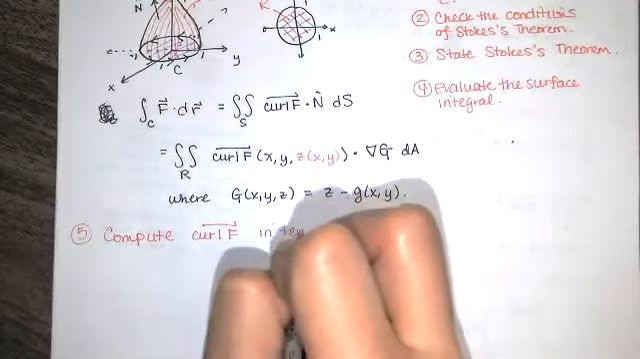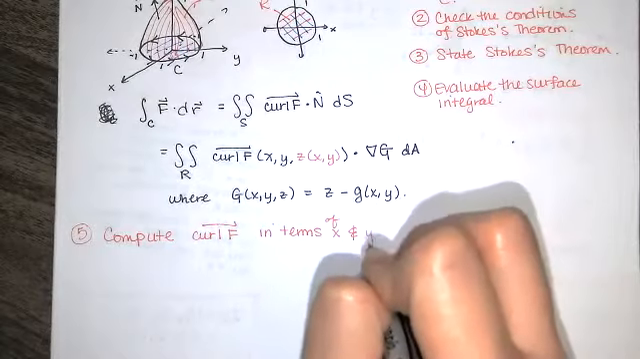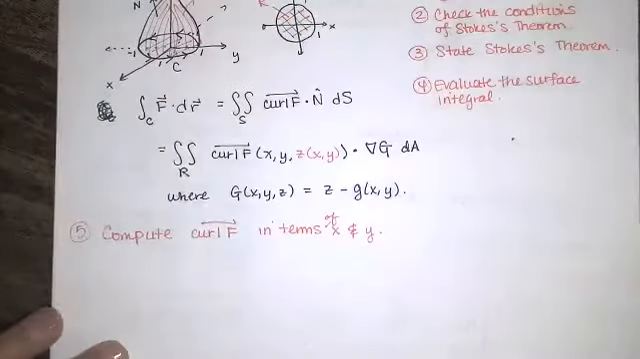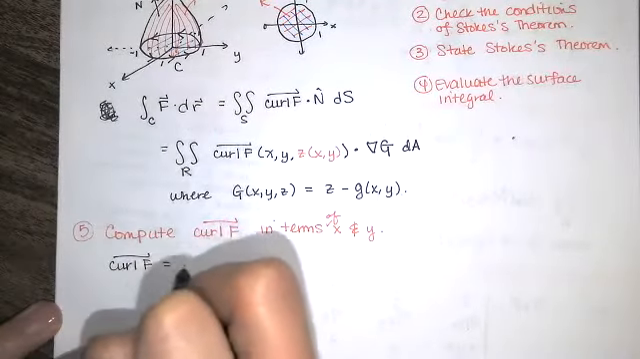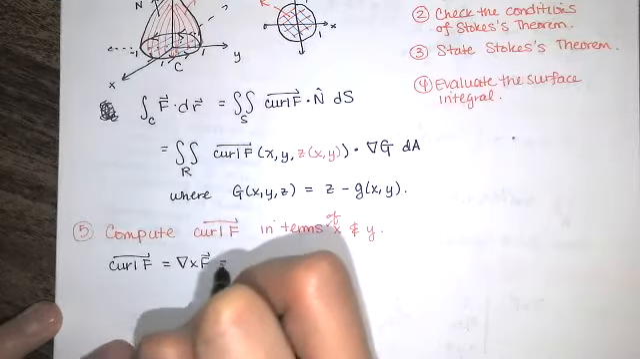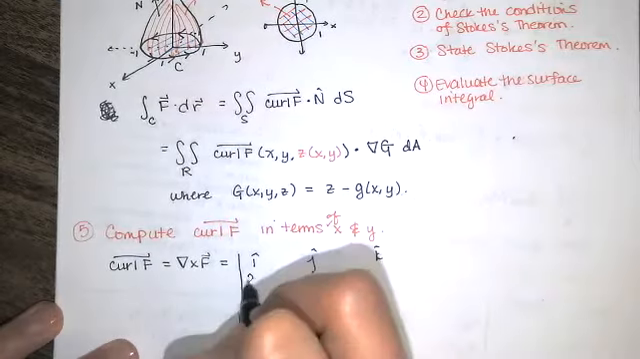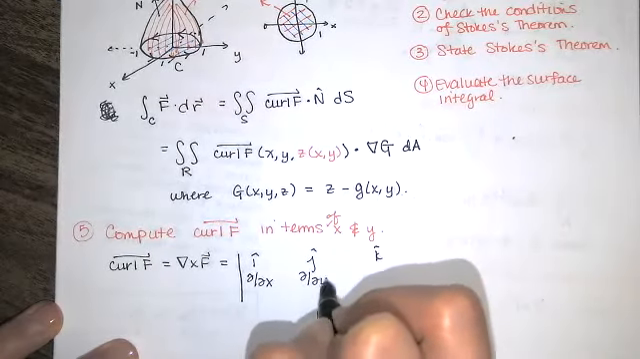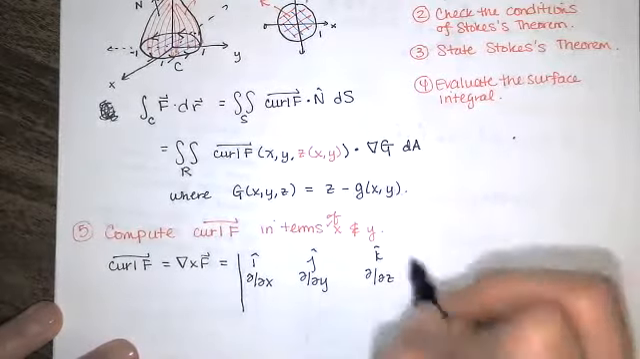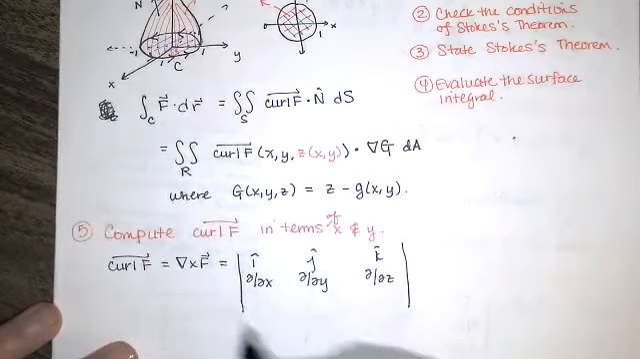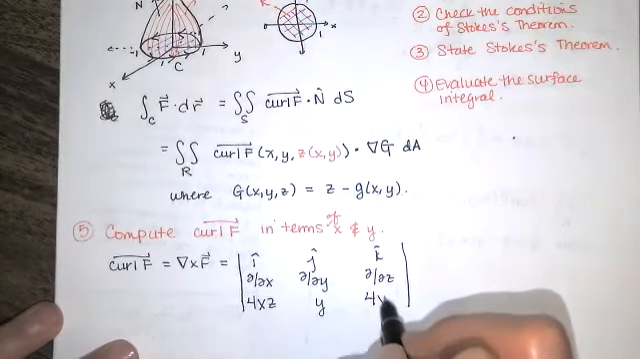And then when we do find the curl, if it has any z's in it, we want it in terms of x and y only. The curl of f is that del operator crossed with f. In the second row, we write the partials with respect to x, y, and z. Those are operators. In the third row, we write the components of f. So 4xz and y and 4xy.